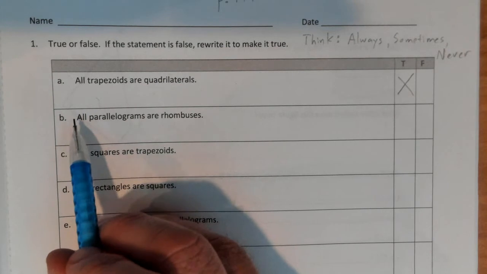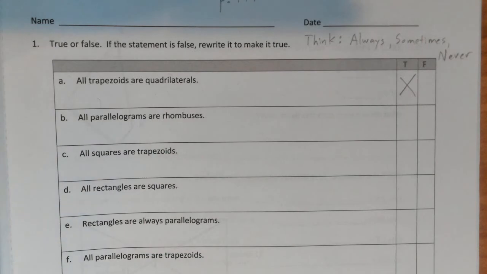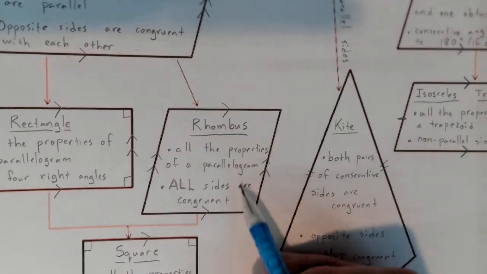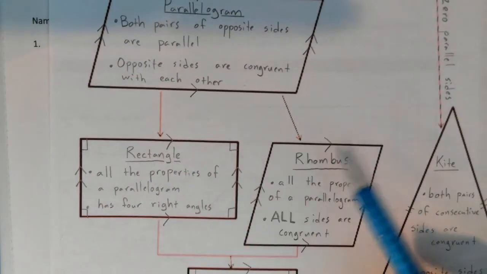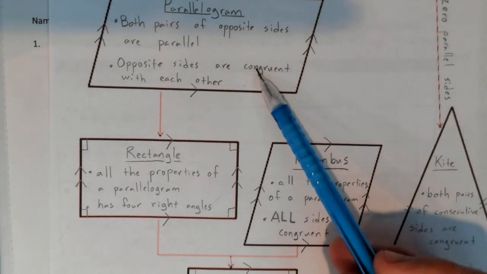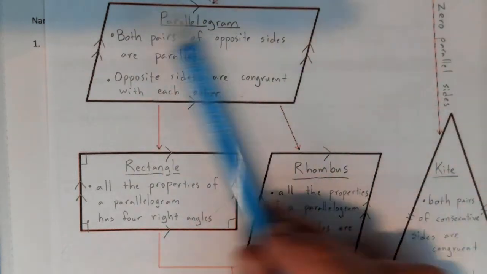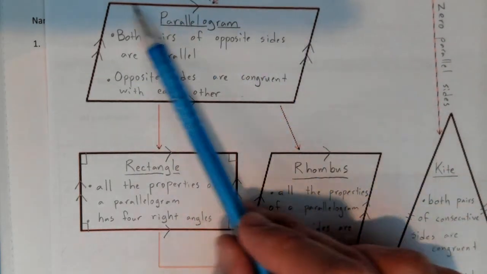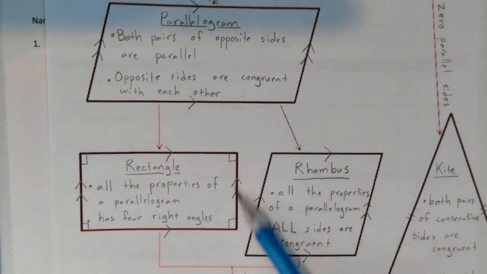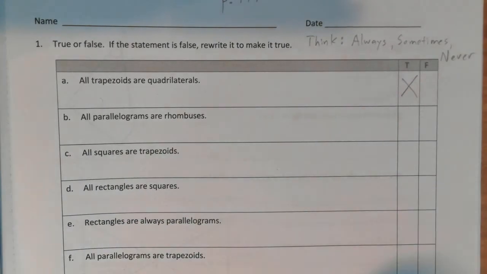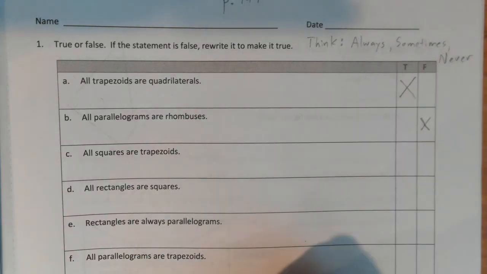So, do all parallelograms have congruent sides? This one does. This one does. These two do not. I can come up with examples just by looking at the shapes on the page. This is a parallelogram, but these sides are not congruent. This is much longer than this. Same with the rectangle. This is longer than that. So, all parallelograms are rhombuses?